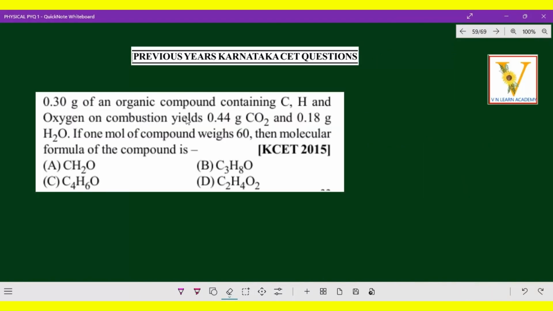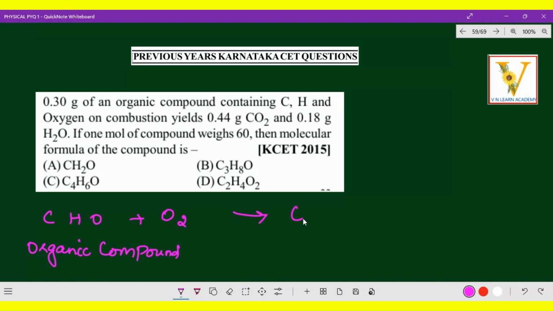3 gram of an organic compound containing carbon, hydrogen and oxygen on combustion yield 0.44 gram of carbon dioxide and 0.18 gram of water. If 1 mole of the compound weighs 60, then find the molecular formula of the compound. See, this is empirical formula idea only. So this is carbon, hydrogen, oxygen, an organic compound. During combustion, it gives carbon dioxide and water. Any organic compound during combustion will give carbon dioxide and water only.